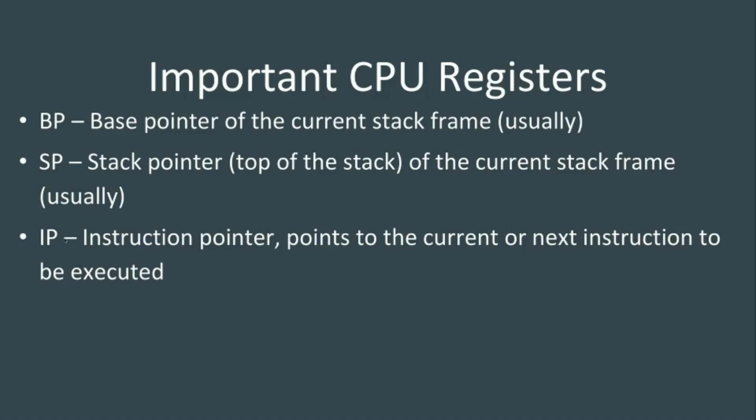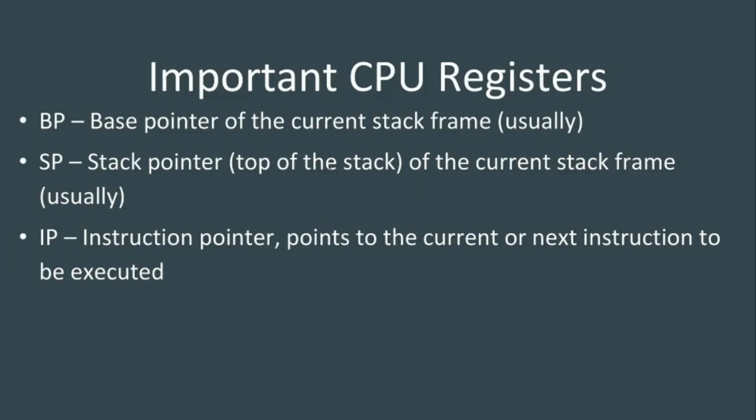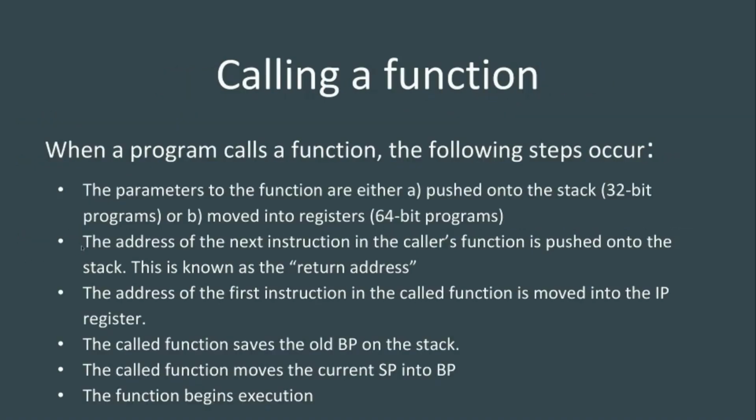So as we were popping values off of the stack, we eventually got to this one, the return address in main, that we wanted to continue execution at in our main function. That value would have been popped into the IP register. Okay. So what actually happens when we call a function?